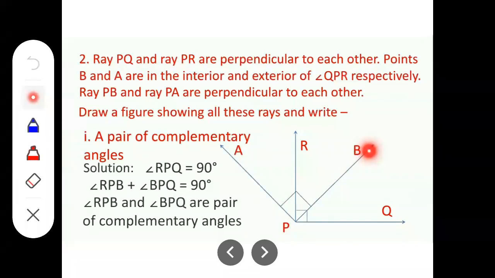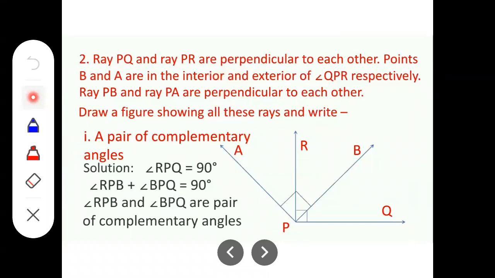Okay, understood. The diagram is not given in the textbook. You have to draw it on your own here, right? Because the solution will be very easy, just that is a point of thinking how to take it. Okay. Now draw a figure showing all these rays and write. Now we have to write the figure we have drawn here as per the details given.